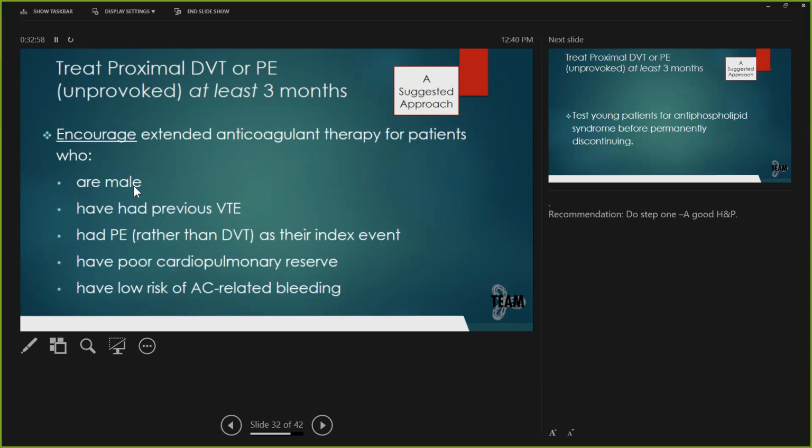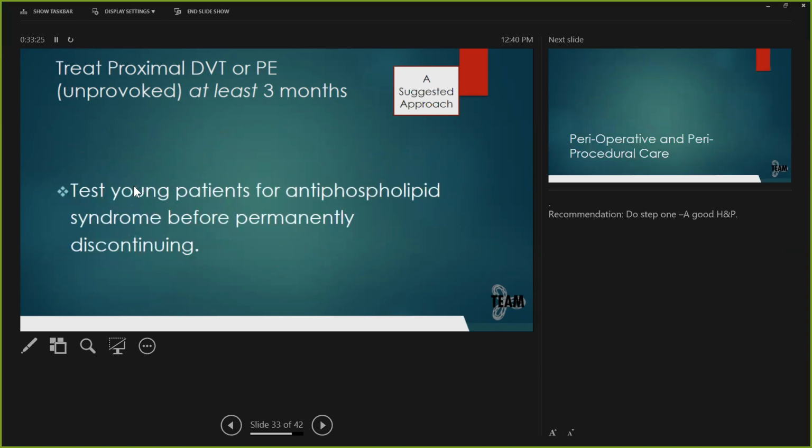Especially patients who are at high risk and would need anticoagulation for a long time would be males, unprovoked DVT, previous history of DVT, and also PE, especially if they have a big PE like a saddle embolus or anything. That would help us say maybe they are high risk. And also if they have poor cardiopulmonary reserve and have low risk of bleeding, it's better for those patients to be on more than long-term anticoagulation. This was the same thing before discontinuing. Test your patients for antiphospholipid syndrome if it's a young patient with unprovoked DVT.